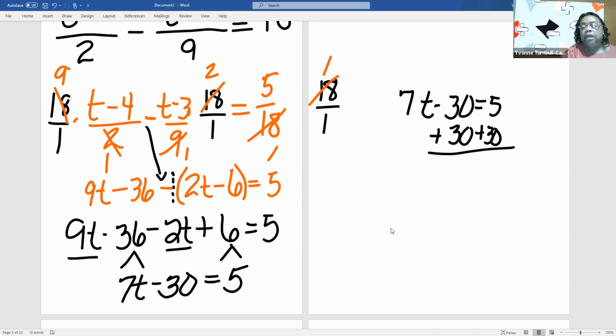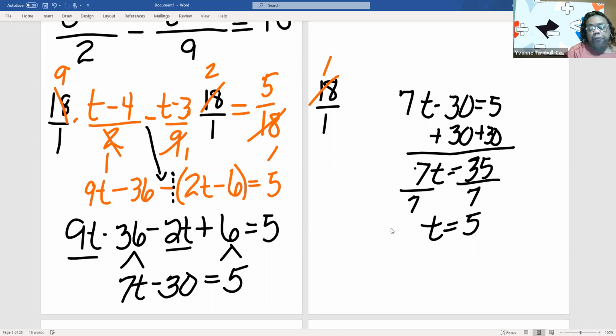And when that is done, I have 7t equals 35. I still need to get t by itself. I see multiplication, so I'm going to do the opposite. I'm going to divide both sides by the coefficient, which is 7. And therefore, t equals 5.